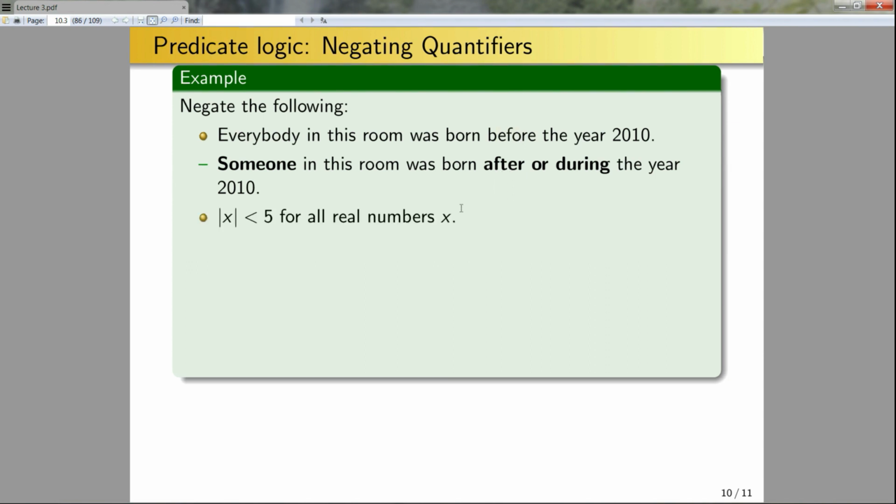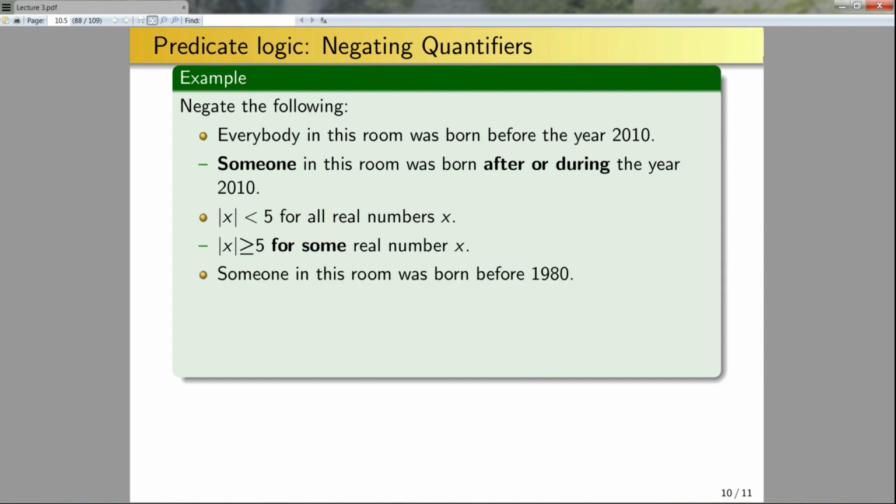Okay, so the absolute value of x is less than 5 for all real numbers x. What would the negation of this be? I do suggest pausing the video and trying this now. Okay, so what is the negation of this? Well, the absolute value of x would have to be greater than or equal to 5. I have to swap this sign. Instead of for all, I need for some real number x. Again, I negated this statement, and the for all turned into a for some, or a there exists, type statement.